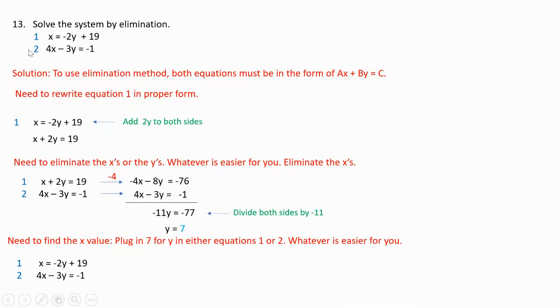I need to find the x value, plug in 7 for y, in either 1 or 2, whatever is easier for you. In my opinion, I'll go back to number 1, right at the beginning, because the x is already by itself. So I'm going to plug in a 7 for the y, right there where the y is. So -2 times 7 will give us -14. -14 plus 19, x equals +5. So as my solution, 5, 7. This is the solution of the system here.